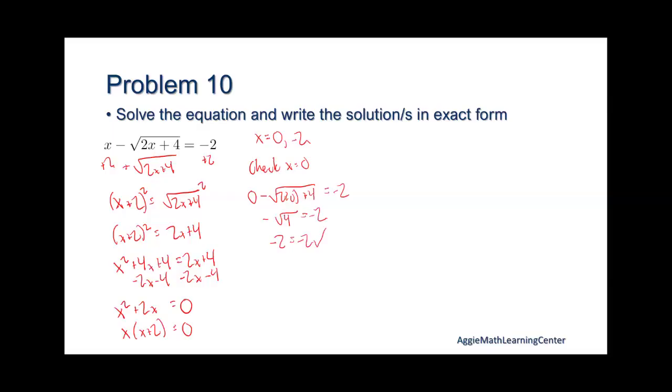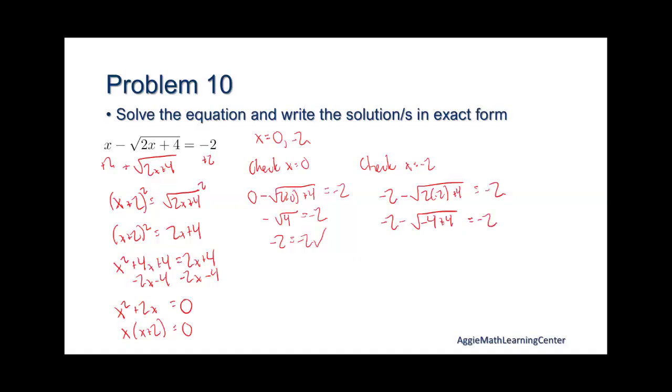You go ahead and check x equals -2. Okay, so you're going to plug that into the original. So we get -2 minus the square root of 2 times -2 plus 4 equals -2. What's our first step in simplifying this down to check it? 2 times -2 inside the square root. Yep, we want to simplify our square root first. So we're going to get -2 minus the square root of 2 times -2, which is -4, plus 4 equals -2.